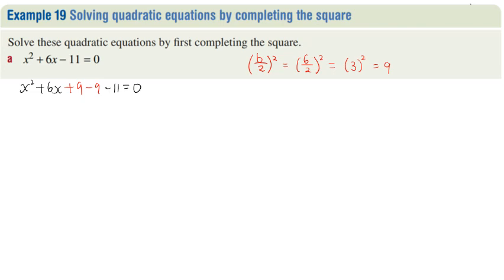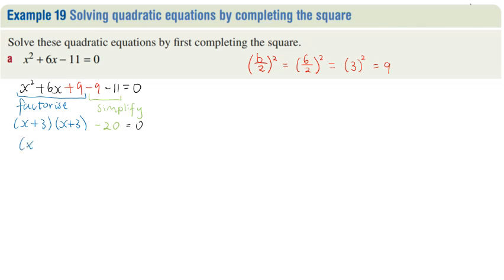Then the next step is to factorize the first part. So I'm looking for two numbers that multiply to give 9 but add to give 6. So that'll be 3 and 3. And next I need to simplify the end. So negative 9 minus 11 is negative 20 equals 0. I'm just going to rewrite this out.